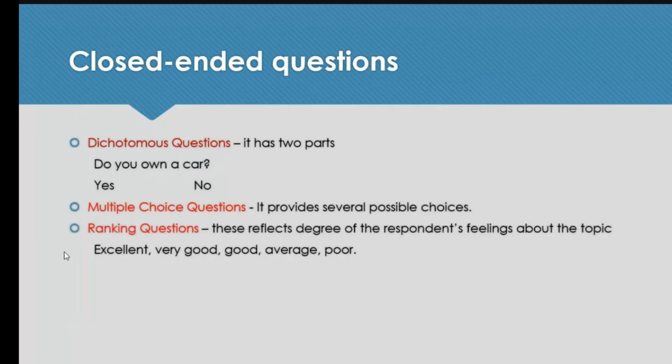And the third one, ranking questions or rating questions. Generally, these questions reflect the degree of the respondent's feelings about the topic. We simply ask the respondent whether it is important or unimportant. So we can give a kind of scale, a 6 point scale or 4 point scale. Like here we have excellent, very good, good, average, poor. You have used 5 point scales, so you can ask them to rate 1 to 5.